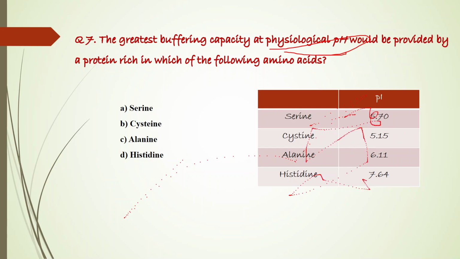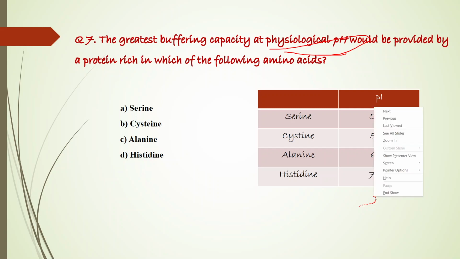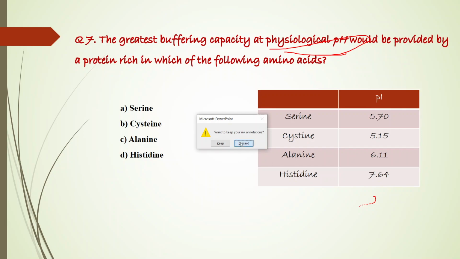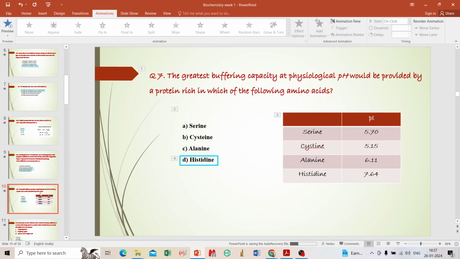I think my mouse is malfunctioning. Very sorry for that. Okay. So only histidine has a pI value that is close enough to the physiological pH. Okay, it is malfunctioning too much. But let me try it once again.